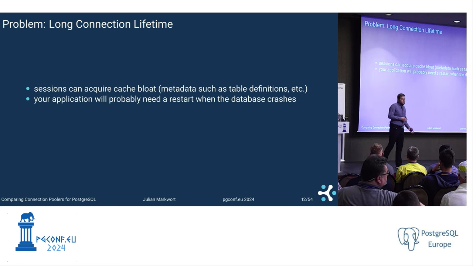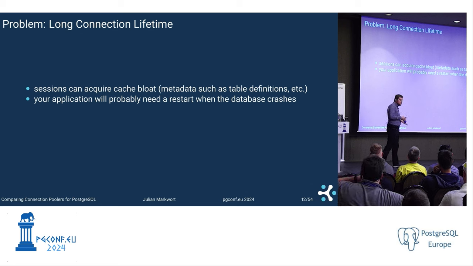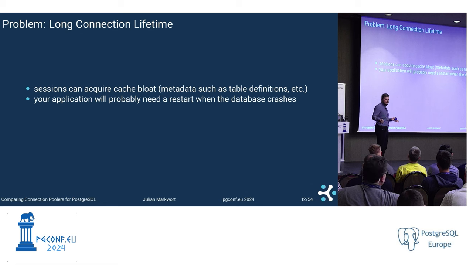But this kind of application also leads to problems. The first and more severe problem is cache bloat, because every connection or every session in PostgreSQL has a local cache where it keeps, for example, metadata on table definitions, on type definitions, and so on. It keeps this metadata, this cache, for everything that you have accessed in the lifetime of this connection. So you are more likely to run into these issues if you are, for example, using partitioning, where you have lots and lots and lots of tables and indexes to accompany that. Or if you run some multi-tenancy that is based on schema separation, basically.